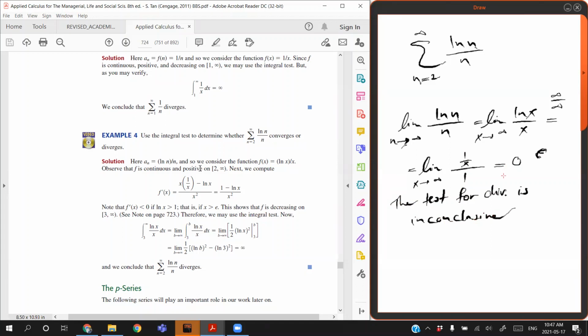If this was not 0, or if this limit did not exist, then we wouldn't have to do anything else. We would just say that the series is divergent. However, since this limit is equal to 0, this test is inconclusive and we need another test. And the other test that we can use is the integral test, because we can define f of x to be ln of x over x, and in that case, f of n will be exactly ln of n over n, which is an. Make sense?